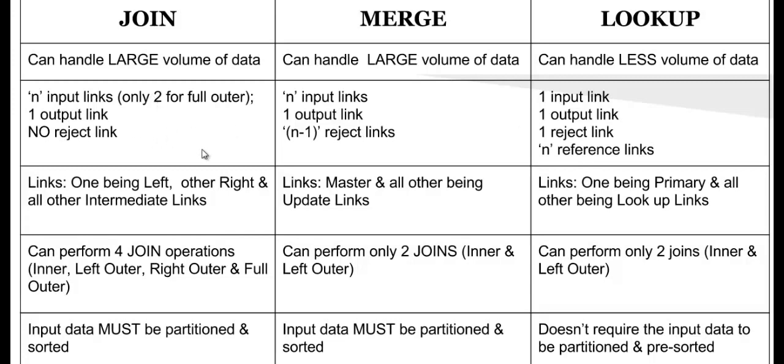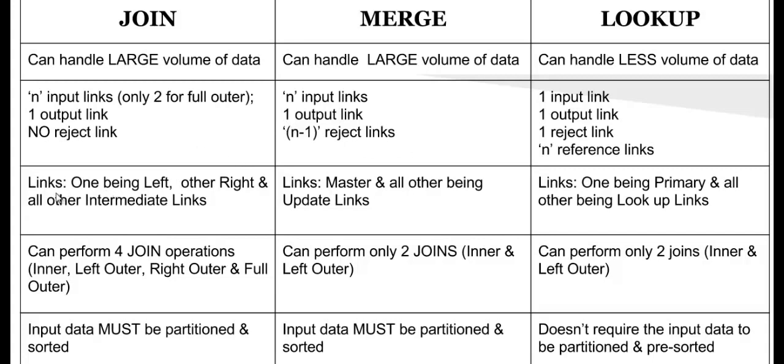So they can ask, you have a large volume of data, so which stage do you choose among join, merge and lookup? So you say, okay, let's say join, and they say, okay, I want to collect reject records. So then I don't want to use join, then say it's merge. Then they're going to ask how many reject links can I have and all that stuff. So that's a basic difference.